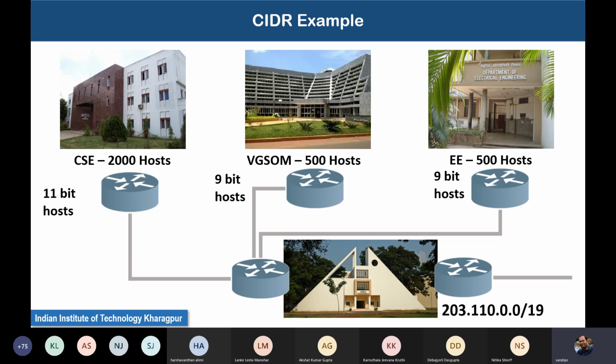Now the question comes: in case of this block of IP addresses that CIC got, which they want to divide into these 3 departments, it has a subnet mask of /19. That means how many bits are remaining for the host address? That is 32 minus 19 equals 13 bits. So I have 13 bits remaining, and out of those 13 bits, I need 11 bits for CSE, 9 bits for VGSUM, and 9 bits for E.